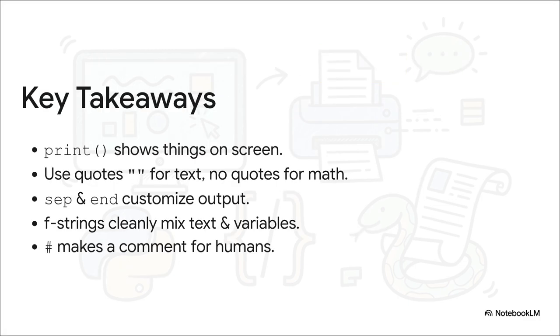So let's do a quick recap. Print shows things on the screen. Quotes are for text, no quotes for math. Sep and end let us customize how it looks. F-strings are the absolute best way to mix text and variables together, and the hash symbol lets us leave comments for humans. That's it! You just mastered the core building blocks of displaying information in Python.